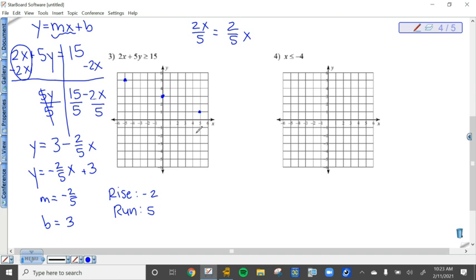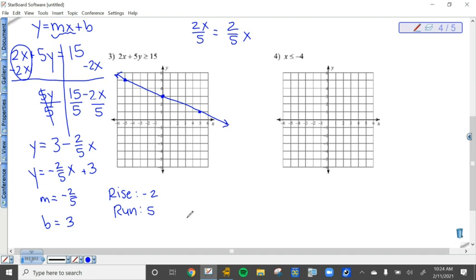Okay. And now this time, do I use a solid line or a dotted line? Solid, because it's greater than or equal to. Use a solid line. Ooh, that was pretty good actually that time. Okay, and don't forget your arrowheads on either end.